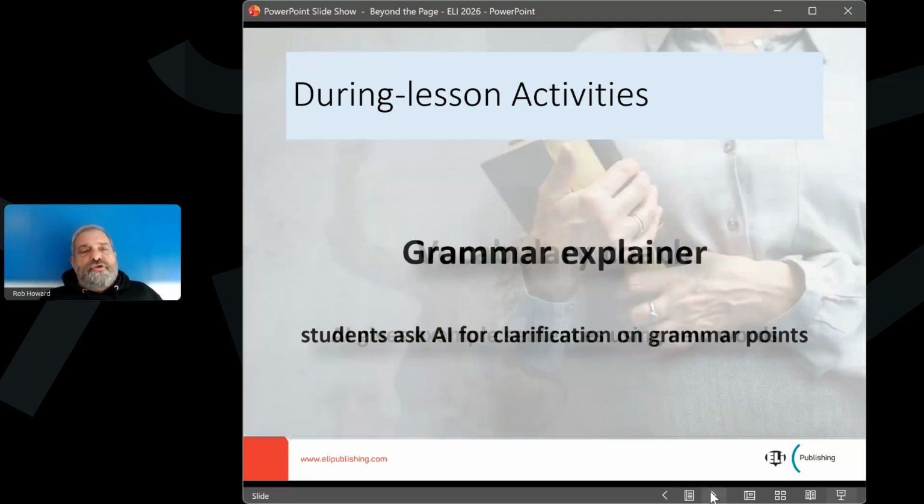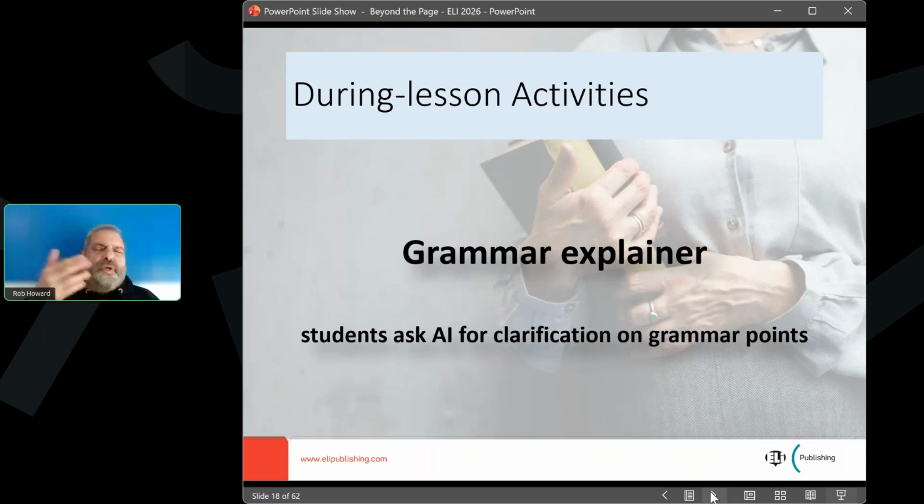Now, a grammar explainer. Asking AI for clarification on grammar points. You know, I'll be honest, as an American, we didn't learn grammar very well. And when I first became an English teacher, I had to go back and learn a lot of grammar rules, only because we grew up speaking the language. We didn't need an awful lot.